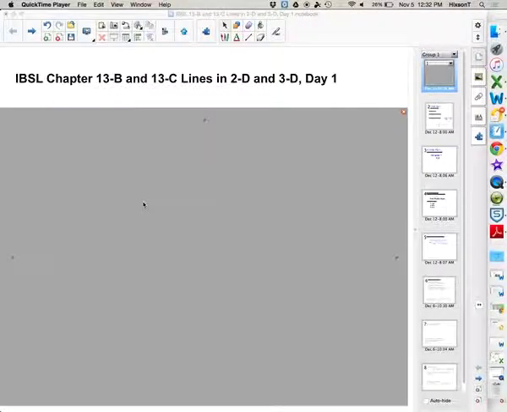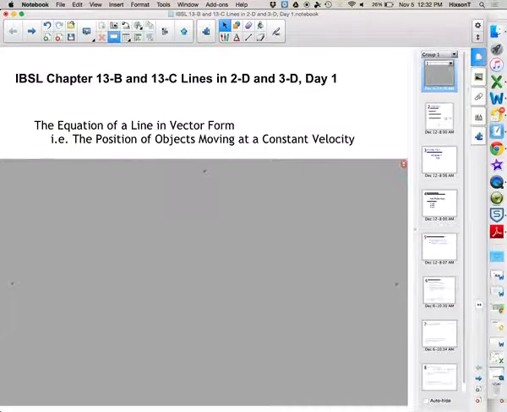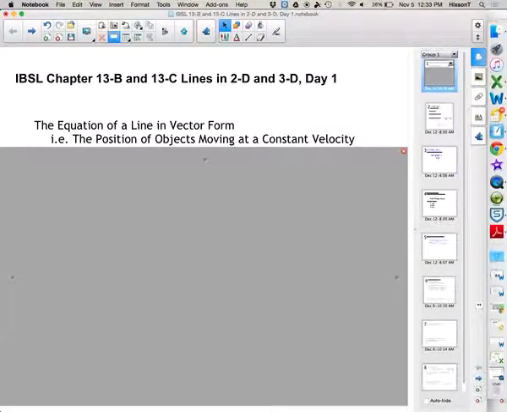First of all, I want to make sure that you understand what you're given on your formula sheet when it comes to the equation of a line in vector form. We're going to be dealing with lines both in 2 dimensions and in 3 dimensions. But let's look at some basic equations of a line. Now, what we're talking about here, as an example, is we could have a velocity vector, and if it's moving at a constant velocity, that would be kind of like our slope, right?